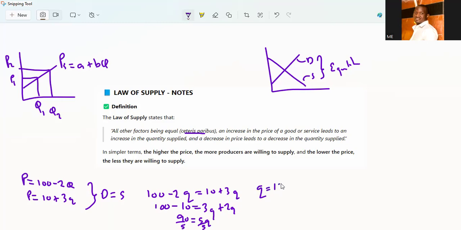And we also put the Q in the price function here. So we're going to have 10 plus 3Q. Where there's Q, we're going to put 18. So our price therefore will be 64. So the equilibrium price is 64. The equilibrium quantity is 18.